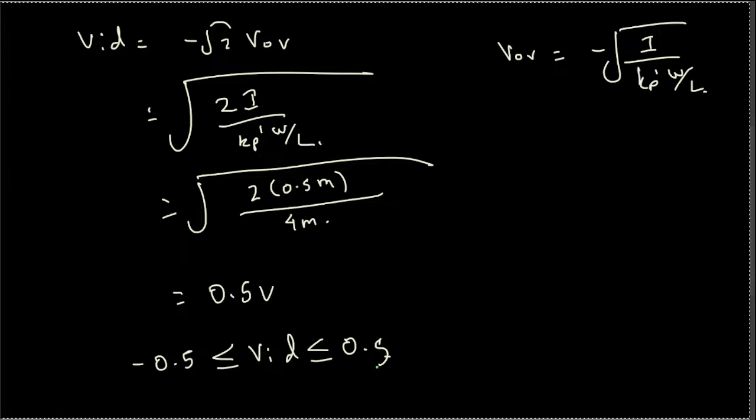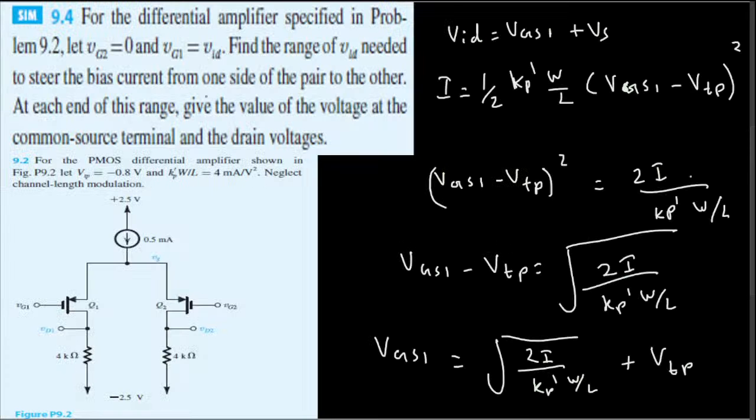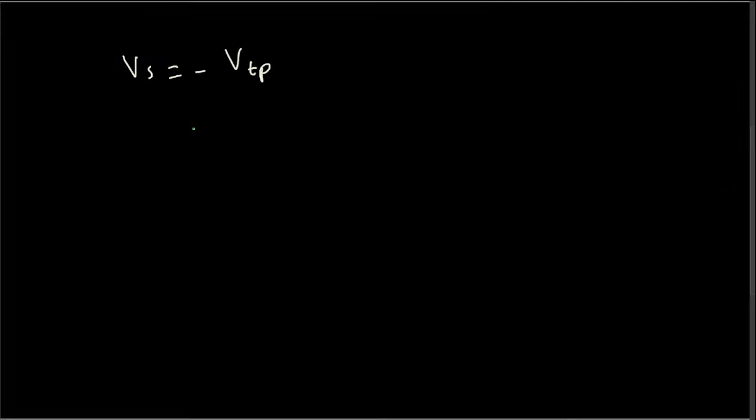Now the next thing is we have to find out all the voltages. One of the things we can find is Vs. Vs is nothing but negative the threshold voltage, in this case VTP. That is provided in the question. VTP is already there, that's negative 0.8. Then this is going to be negative 0.8. That's going to give us positive 0.8 volt for the Vs.